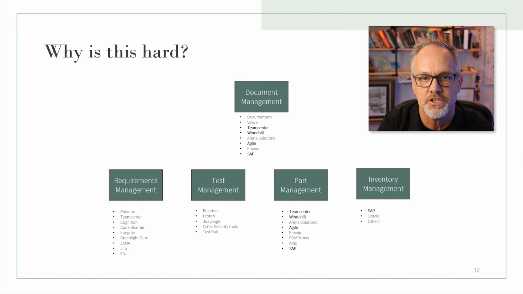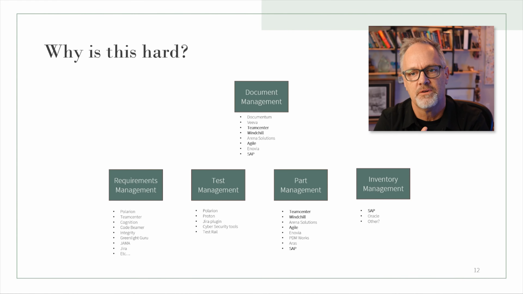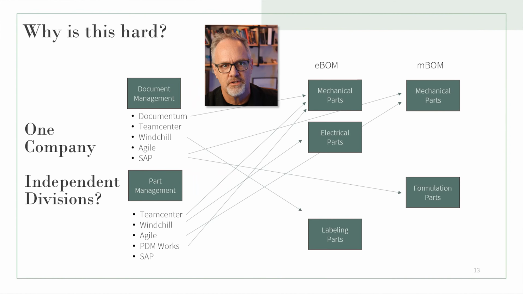So Teamcenter, Windchill, Agile, SAP, very commonly Eris. There's a whole bunch of different applications of a type, and typically companies have more than one of each of these. So when I go to start talking about how I'm going to manage my tests, the revisions of those parts really matter. Well, where are you getting those revisions from? So you can imagine, let's just talk about document management and part management. Where is your mechanical design?